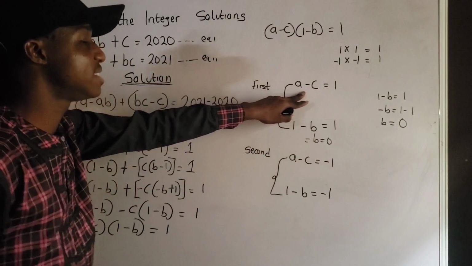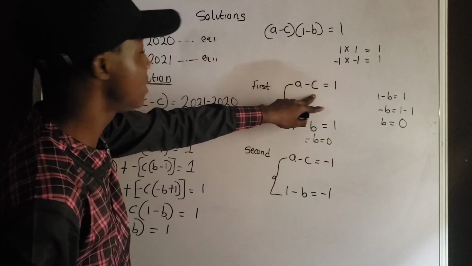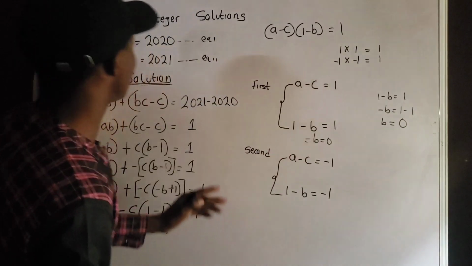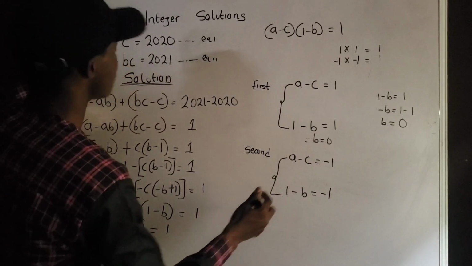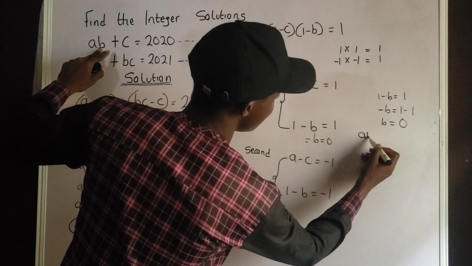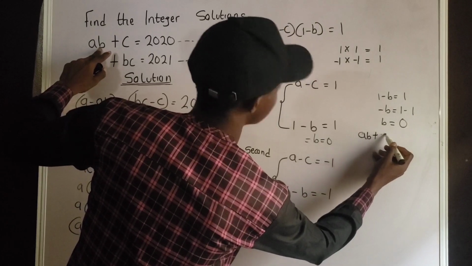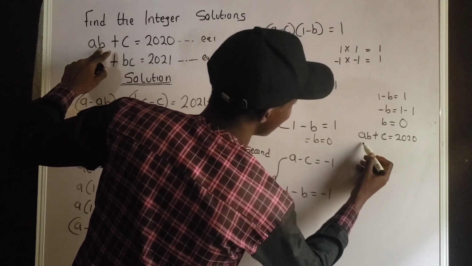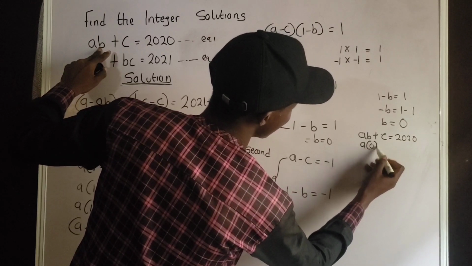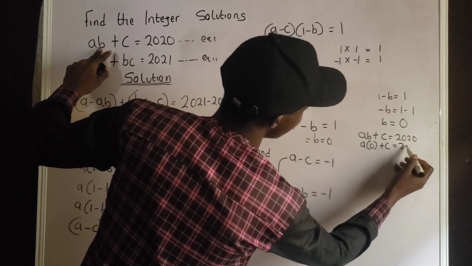Now, how do we get the value of A and C in this equation? We have to go back to our first equation and substitute the value of B. When B = 0 in equation 1, don't forget that equation 1 is AB + C = 2020. When B = 0, I'm going to have A(0) + C = 2020.